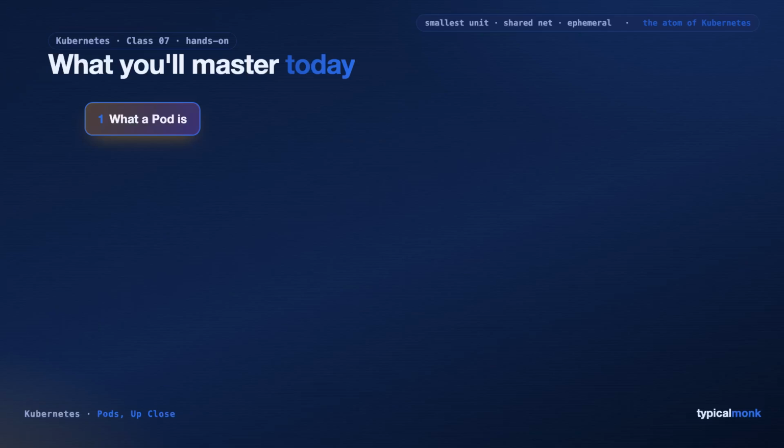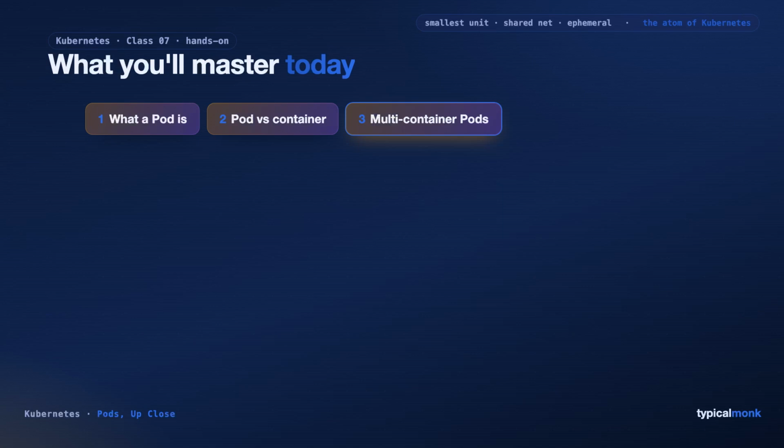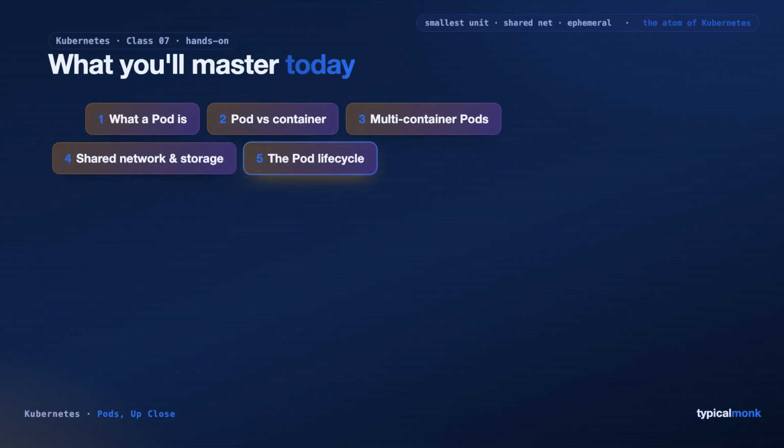Let us dig in. Here is our path for today. First, what a pod actually is. Second, how a pod differs from a container. Third, multi-container pods. Fourth, what containers in a pod share: network and storage. Fifth, the pod lifecycle. And sixth, the crucial fact that pods are ephemeral.